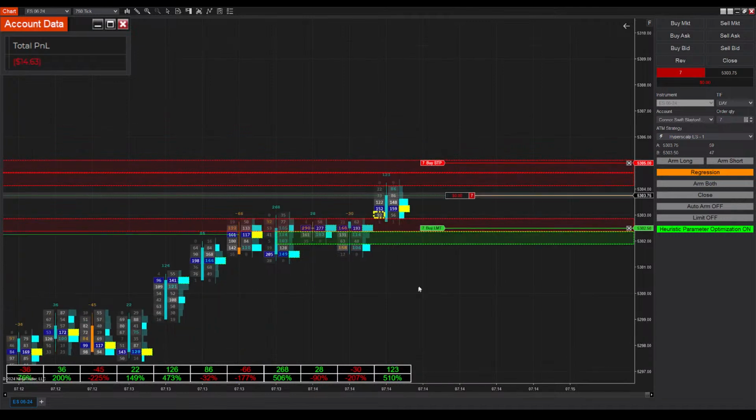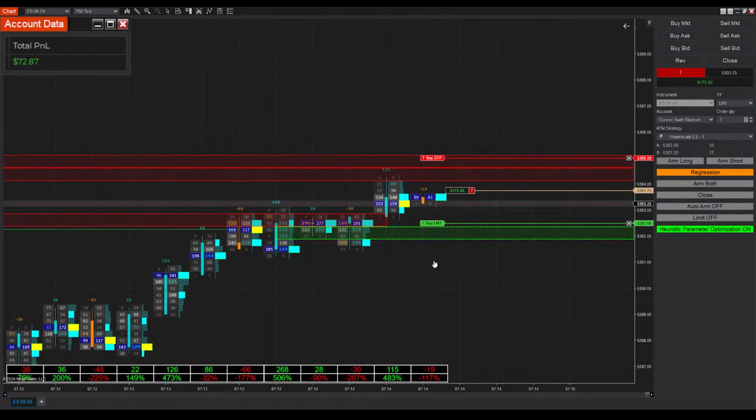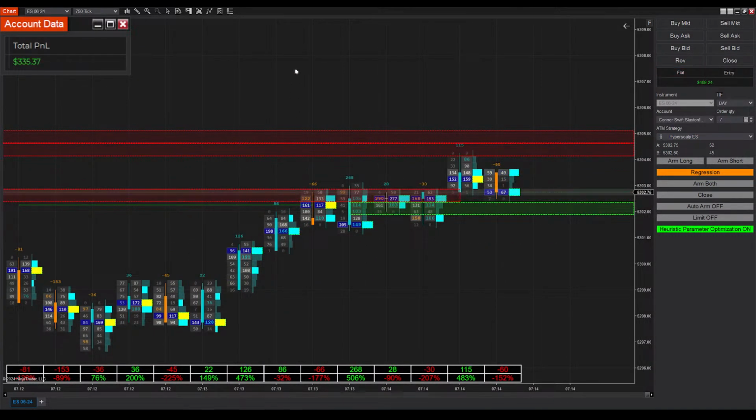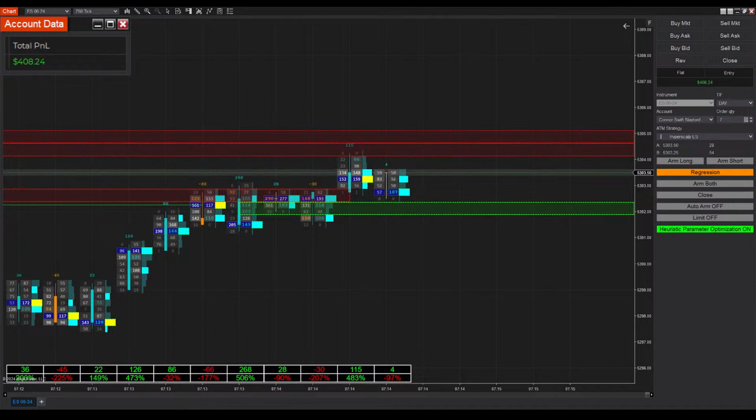We're going to be starting the day out here inside of regression mode. Right when we armed there, we actually got immediately filled into a short position there. So you can see we end up winning that one pretty quickly. We're going to be rearming it.